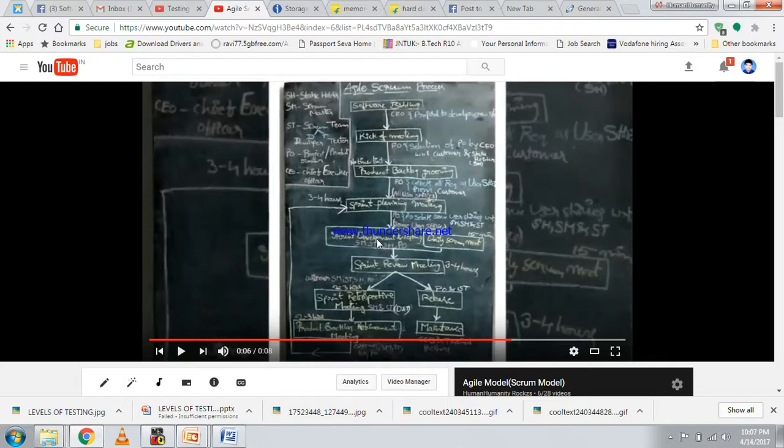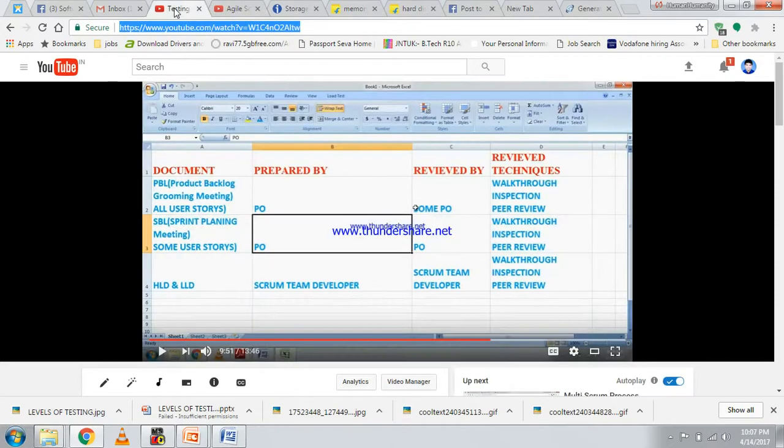The next phase, once the design is developed, is the development of the code. That is what we see in unit testing. Now see here in document testing, these are the documents: product backlog grooming meeting, that means PBL and SBL, and high level and low level designs. PBL and SBL are prepared by the PO and reviewed by the PO. Techniques are the same: walkthrough, inspection, peer reviews. High level design and low level design are also the same, prepared by the Scrum team developer and reviewed by the Scrum team developer.